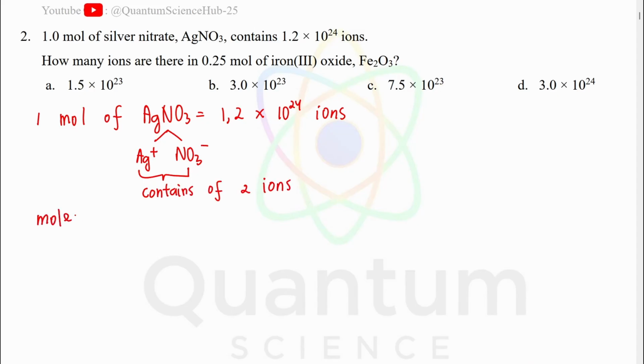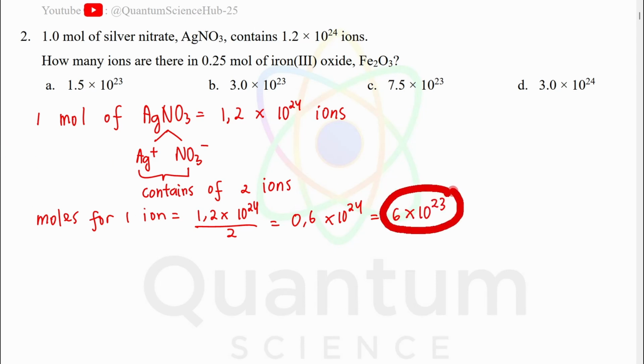So moles for 1 ion is 1.2 times 10 power of 24 divided by 2. So you have 0.6 times 10 power of 24. Or this is the same as 6 times 10 power of 23. And this is what we call Avogadro's constant. Okay? Now, identify the ions in Fe2O3. So we have Fe3 positive and O2 negative, right?